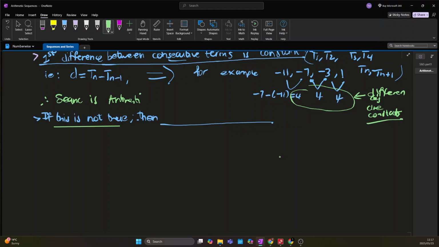If this is not true, then I think this is your homework, but I'm going to give you the answer. If it's not true, then the sequence is not arithmetic.